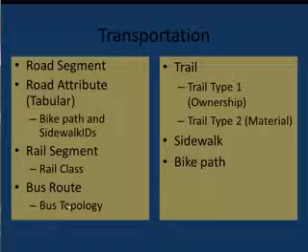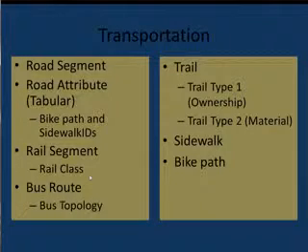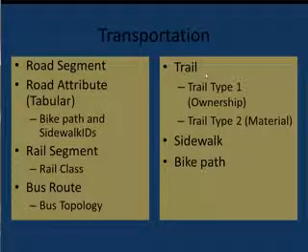Also, we have a bus topology class here. This ensures that if the road gets moved, that the bus route will get moved with it. Otherwise, we could have a bus route that runs right through a parcel. Next, we have trail. This can include city trails, park trails, and private trails.